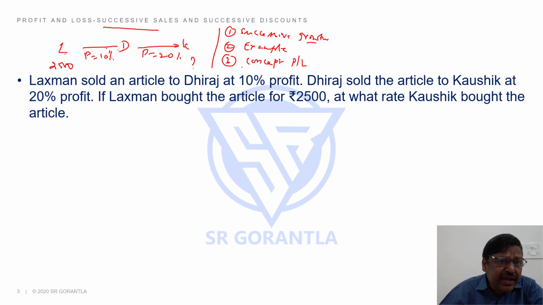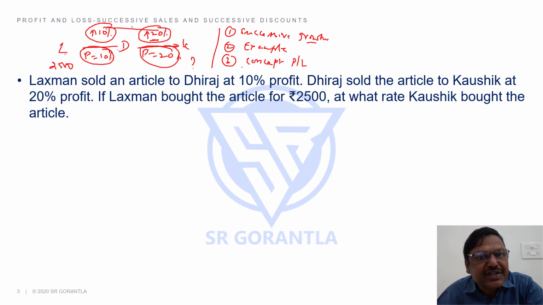When I'm selling an article at 10% profit, means rather I'm selling at 10% more than my cost price, rather I'm increasing the price of the article by 10%. When I'm selling an article at 20% profit, the article is sold at 20% more than its cost price, rather you're increasing it by 20%. So is it not two successive growths of 10% and 20%?